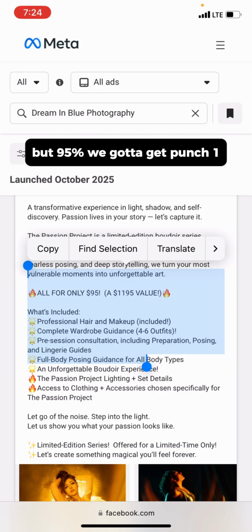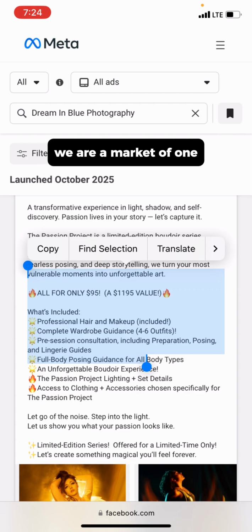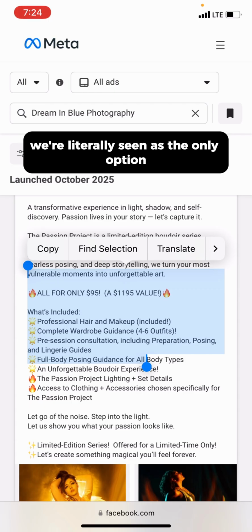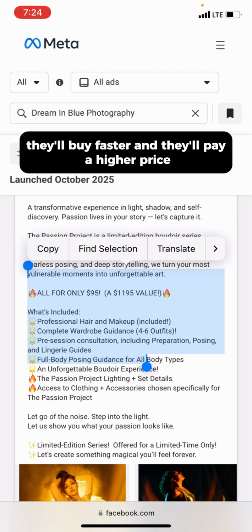But 95% we gotta get punch one, punch two correct, so we'll be correctly specific to a specific woman. And when we are correctly specific, we are a market of one. We're literally seen as the only option, which collapses the sales cycle, literally collapses the sales cycle. They'll buy faster and they'll pay a higher price.